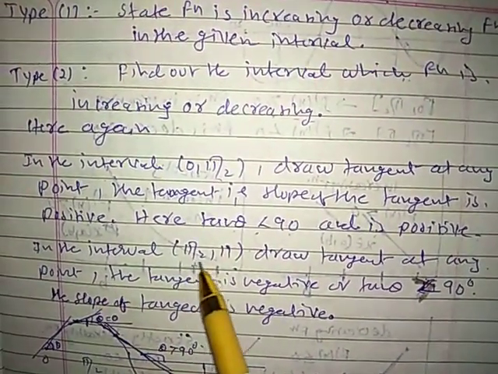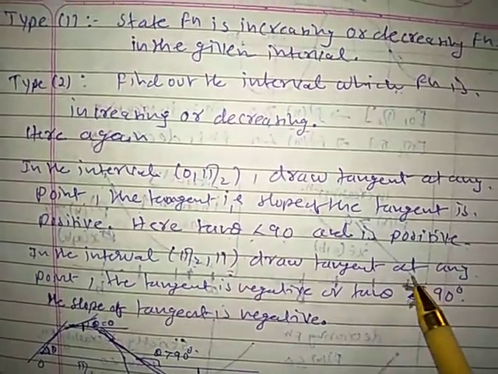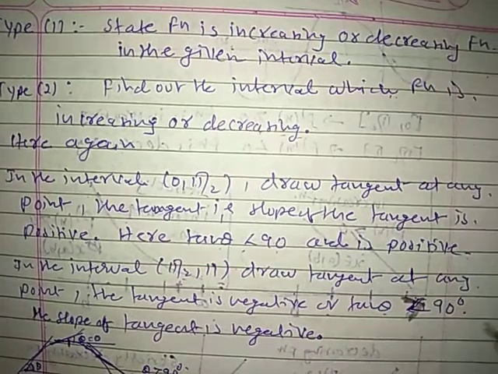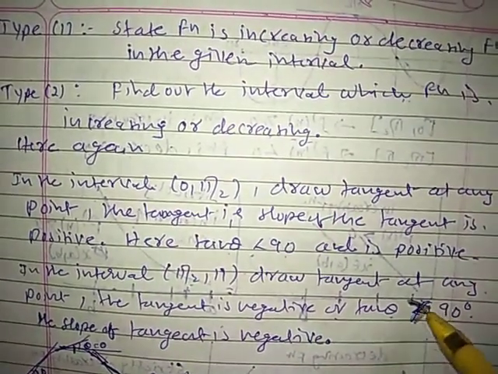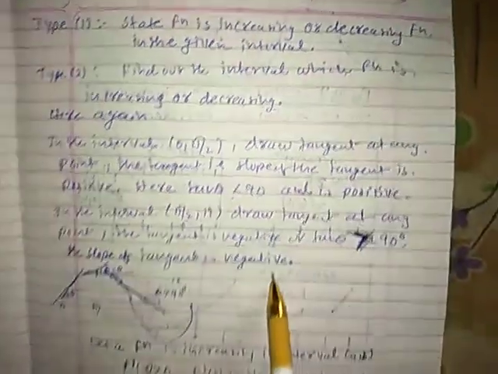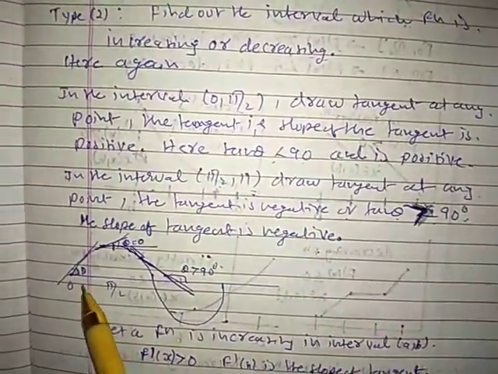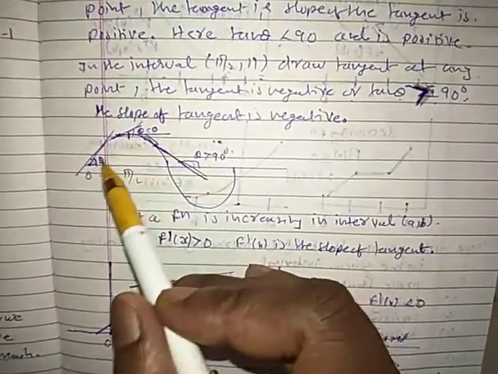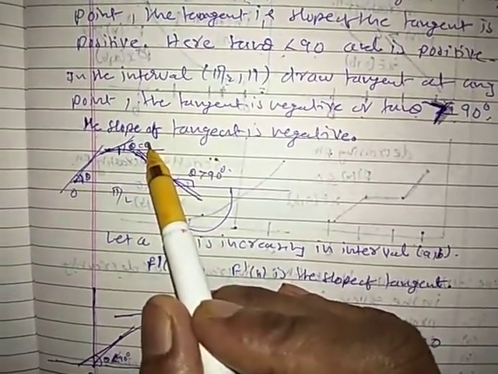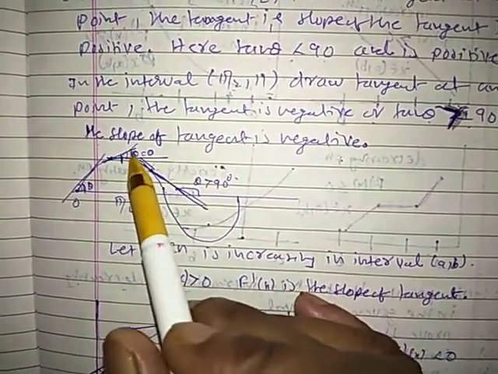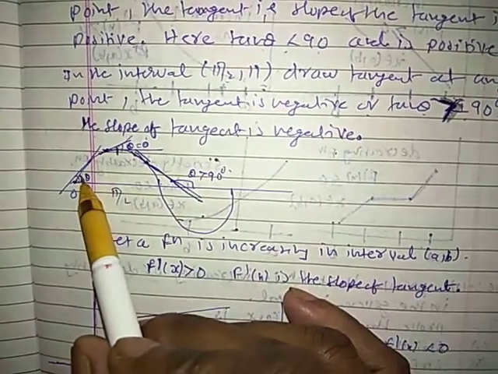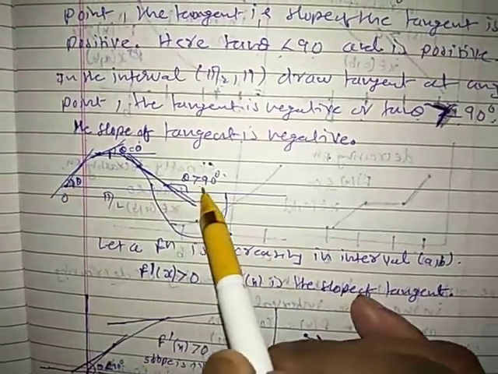In the interval pi by 2 to pi, draw a tangent at any point. The tangent is negative, theta is greater than 90 degrees, hence the slope is negative. If you draw the curve here, theta is 0, so it is parallel to the x-axis. So f dash of x can be equal to 0. Here f dash is less than 0, and here f dash is greater than 0.